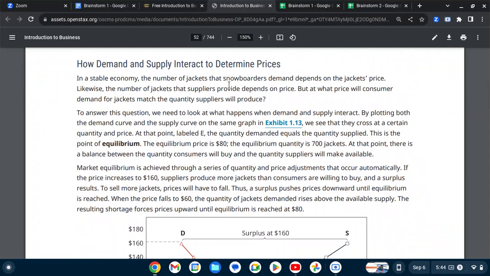By plotting both the demand curve and the supply curve on the same graph of Exhibit 1.13, we see that they cross at a certain quantity and price. At that point, labeled E, the quantity demanded equals the quantity supplied. This is the point of equilibrium. The equilibrium price is $80. The equilibrium quantity is 700 jackets. At that point, there is a balance between the quantity consumers will buy and the quantity suppliers will make available.